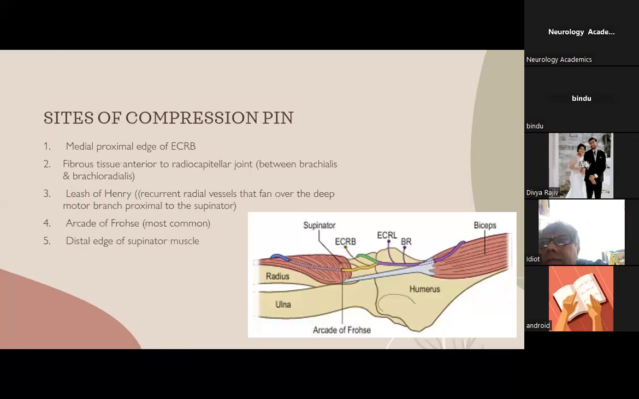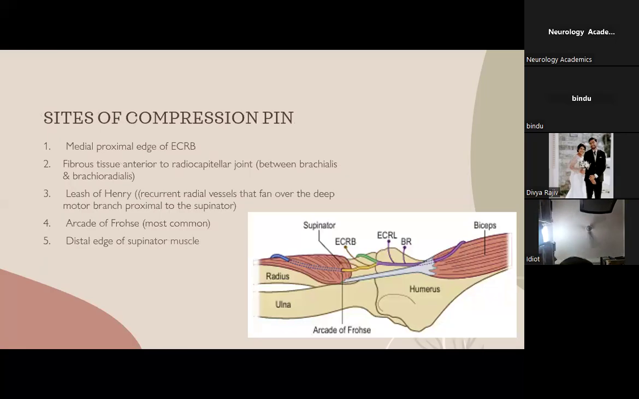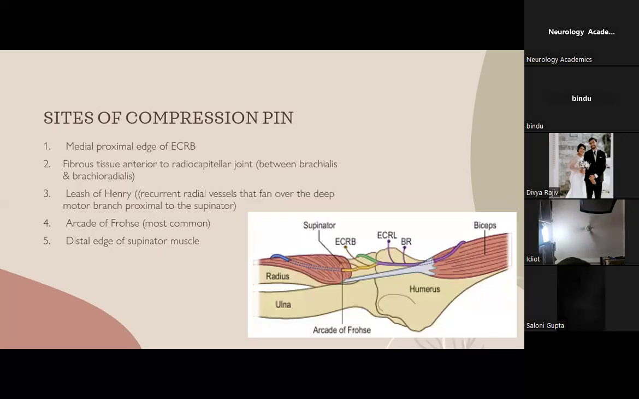Coming to sites of compression of the posterior interosseous nerve, it can be compressed at the level of the medial proximal edge of extensor carpi radialis brevis and fibrous tissue anterior to the radiocapitellar joint between brachialis and brachioradialis. It enters between the brachialis and brachioradialis, where fibrous tissue present anterior to the radiocapitellar joint can also cause compression.